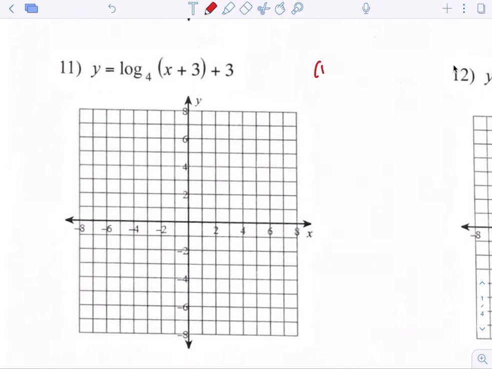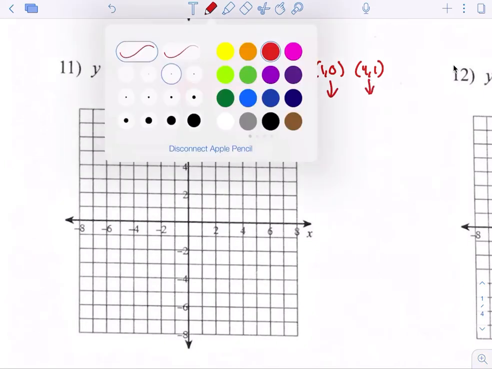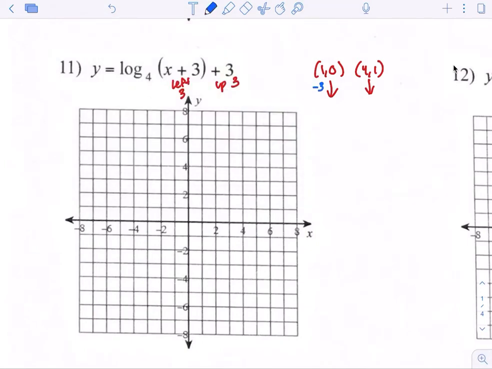Okay, 1, 0, and b, and our b value is this 4, so it's going to be 4, 1. Alright, transformations, left 3 and up 3. So left 3, you guys, right? That means we subtract 3 from the x coordinates, and up 3 is we add 3 to the y. So we're going to get -2, 3, and 1, 4.